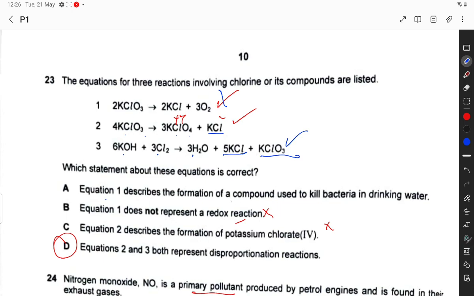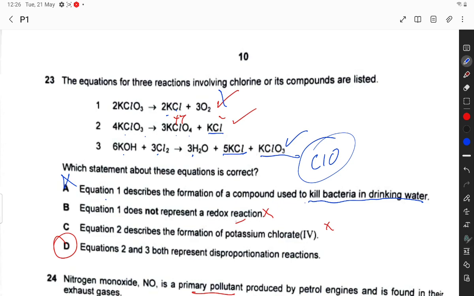Equation 1 describes the formation of a compound used to kill bacteria in drinking water. So it is incorrect. ClO is the species which is used to kill the bacteria in drinking water. If ClO is formed, then this is correct, but over here KCl is formed, so that's why it is incorrect.